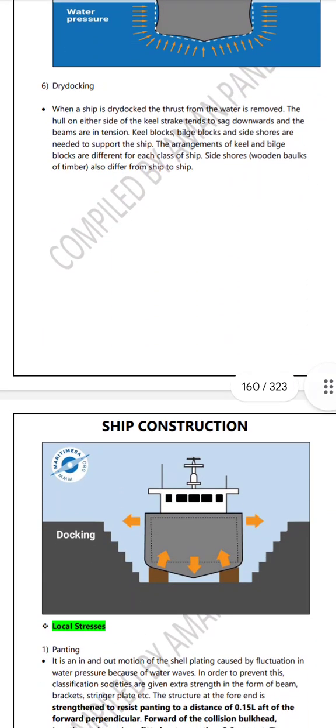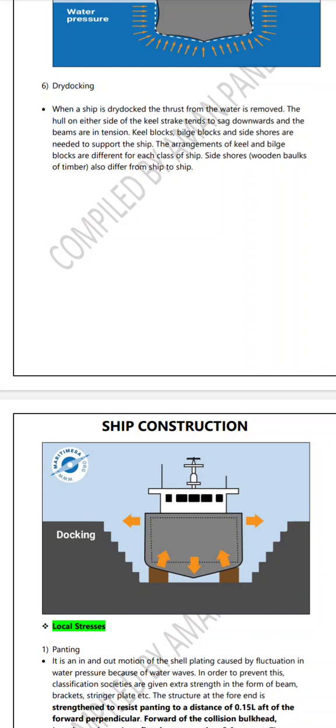Now dry docking. When a ship is dry docked, the thrust from the water is removed, the hull on either side of the keel strake tends to sag downwards and the beams are in tension. Keel blocks, bilge blocks and side shores are needed to support the ship. The arrangement of keel and bilge blocks is different for each class of ship. Side shores also differ from ship to ship.